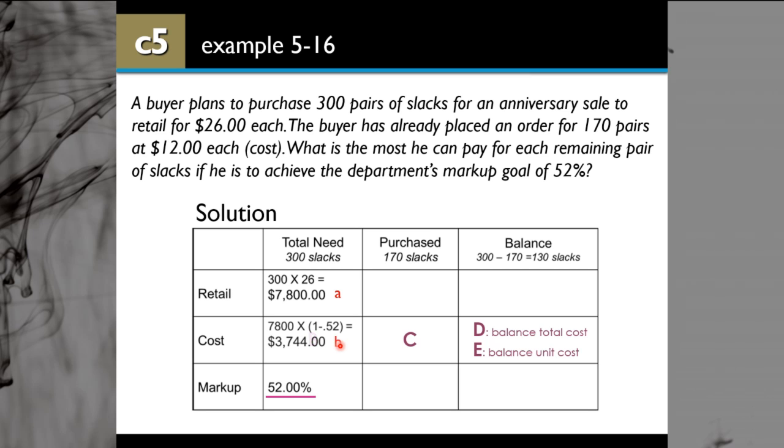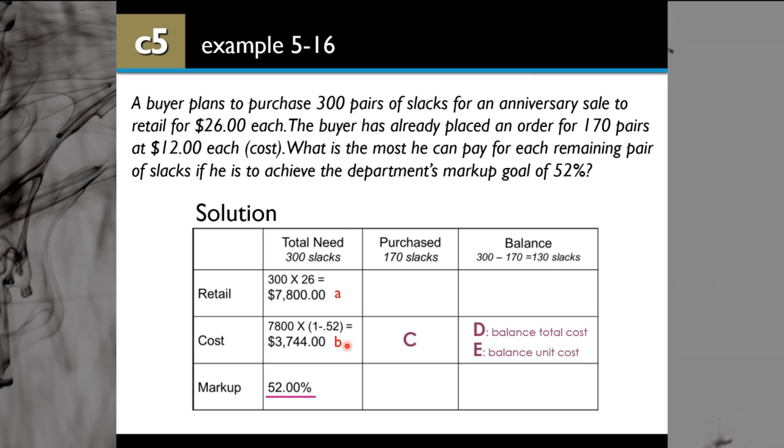So that will be 7,800 multiplied by 100% minus 52%, because retail minus markup is cost percent. So you got this 3,744 as your cost for the total needs at cost. So your cost percentage was 48%. And then you got this total needs at cost for the dollar amount.